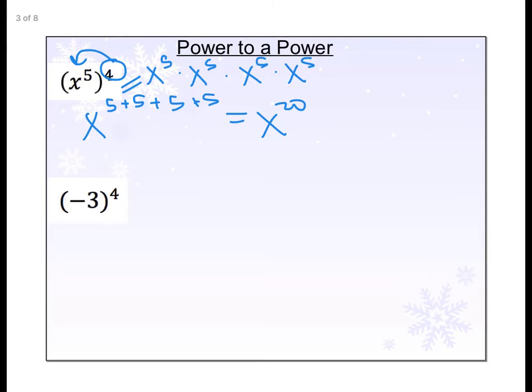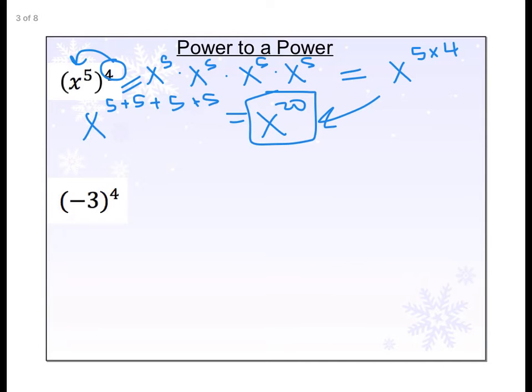There is a faster way to get to this. When you have a power to a power, the shortcut way is to multiply the two. So I do x to the 5 times 4, which would bring me back to x to the 20th as well. Still the same final answer depending on how you want to look at it.